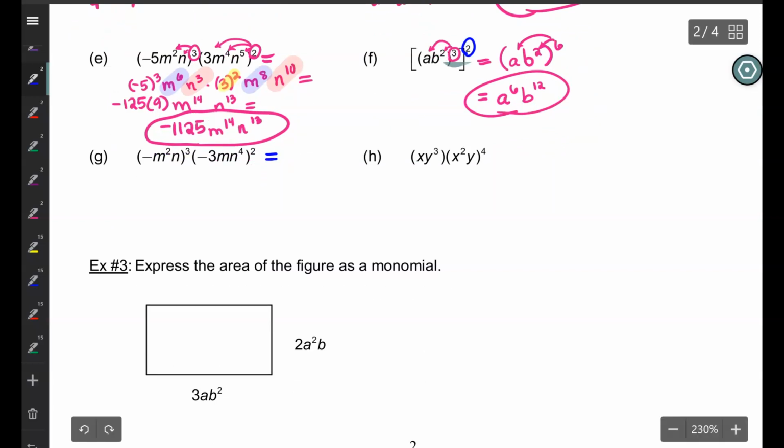Okay, next one. Okay, so these next two, G and H, those are similar to E, so if you want to give it a try and see if you get the same answer as me.